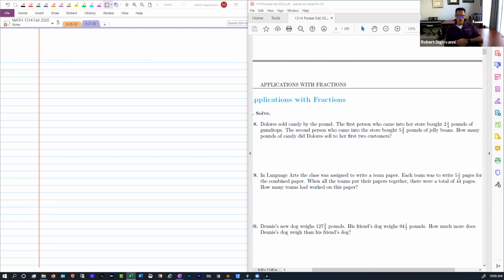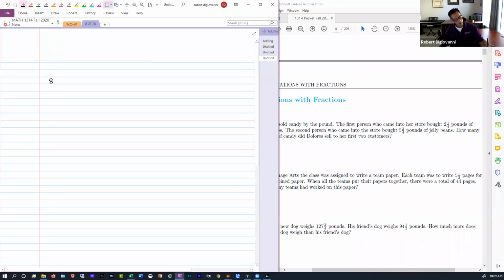What operation are we going to need to use here to figure out this answer? Addition, right? So she sold so much to the first person, so much to the other. So for number 8, what we need to do is take 2 1/4 pounds and add that to 5 3/4 pounds. And that would be the total, right? So Jesus, if you were asked to add those together, what would be your first step?